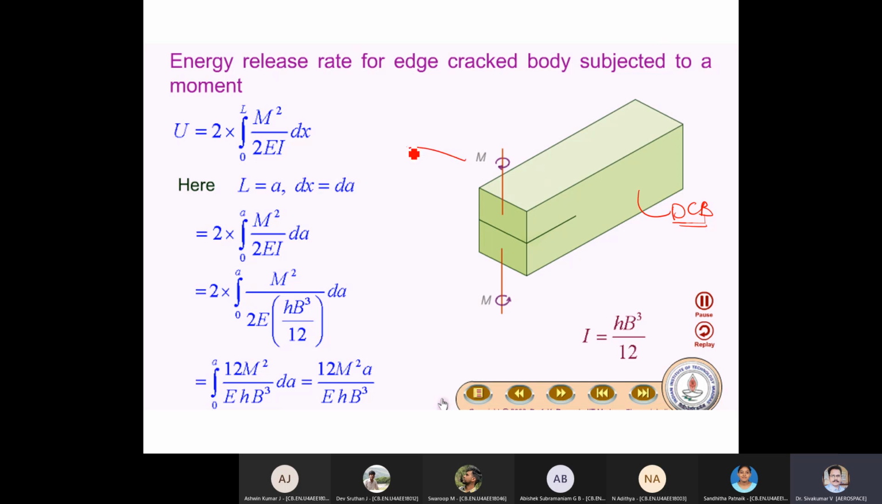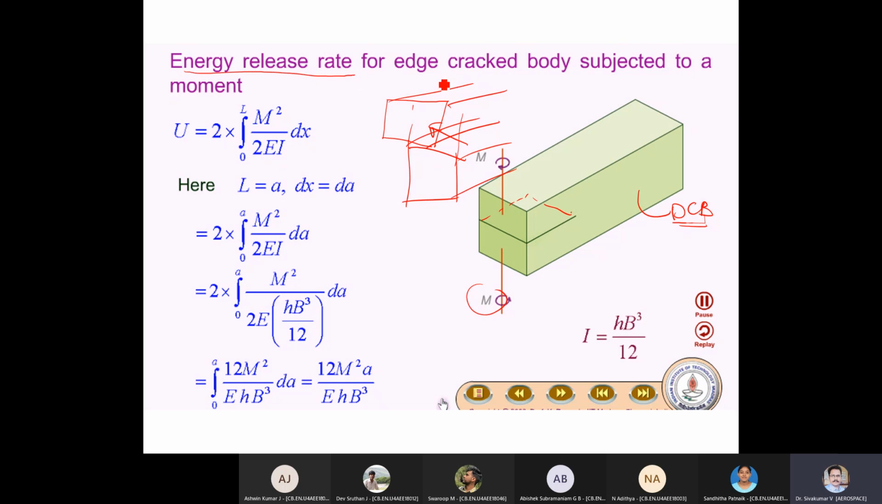It's something like this: one side will come like this, and the other side will go like that. Okay, initially it was here, now it got moved to this point. This is the tearing mode. So if you apply a moment, the tearing will happen. So how to get the energy release rate?